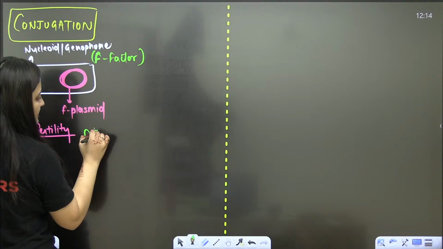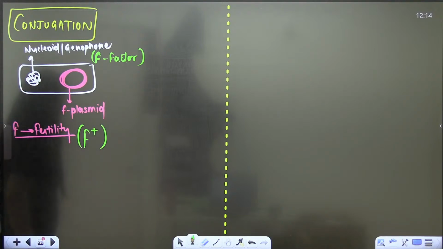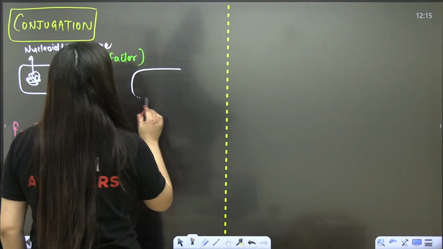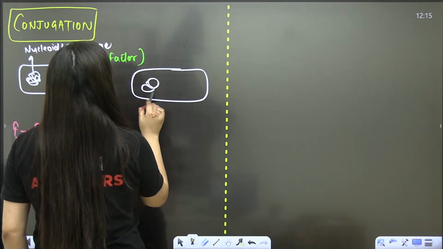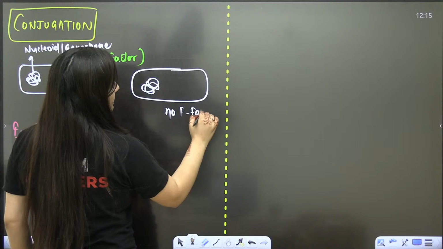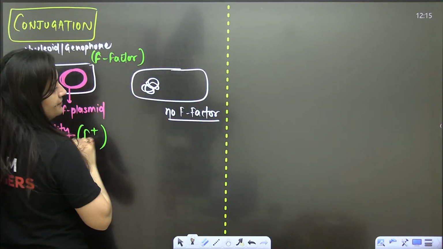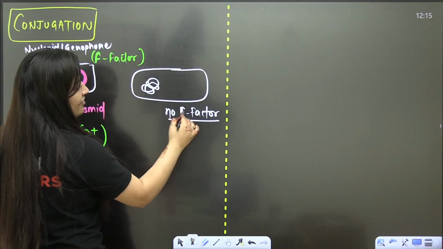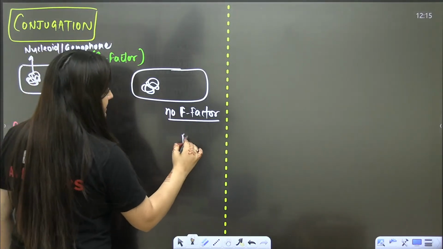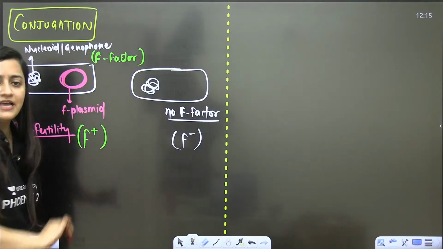Such bacteria are considered as F positive. We also call them F positive bacteria. Understood? They are having the fertility factor. Okay, so now let's say there is another bacteria. This is another bacteria. It doesn't have the F factor. It is without F factor. So this is F positive bacteria, and this is F negative bacteria because it doesn't have that F factor.